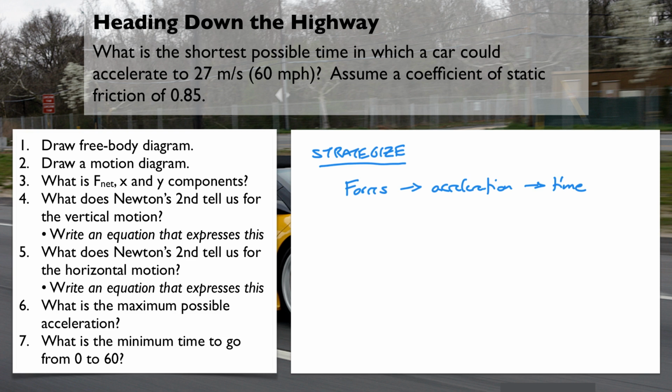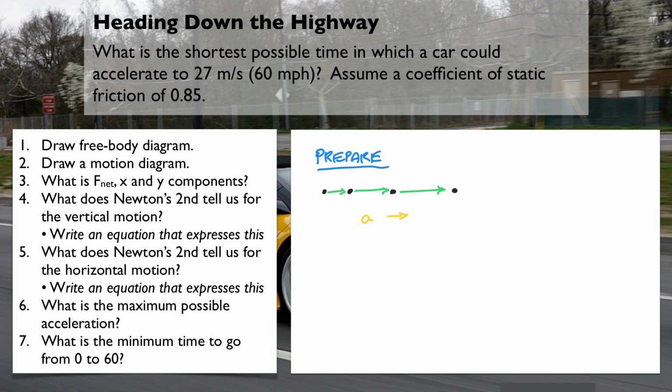But next, let's get rid of our strategize information, and let's talk about how we prepare. Next piece is preparation. The preparation step is what's outlined over here. The first piece of the puzzle is to draw a free body diagram and a motion diagram, and I'm going to start with the motion diagram. For the motion diagram, the car is accelerating. It is speeding up, and so I end up with a series of dots which are getting further and further apart. That tells me I have an acceleration that is directed to the right.